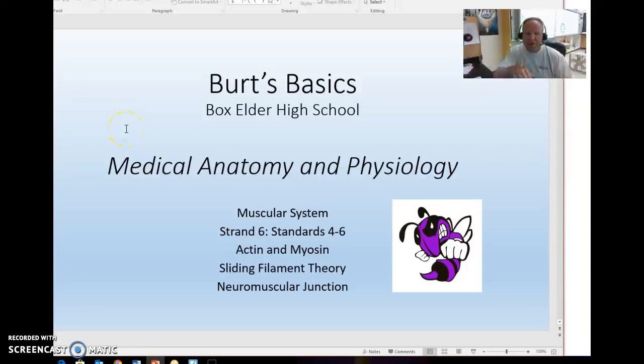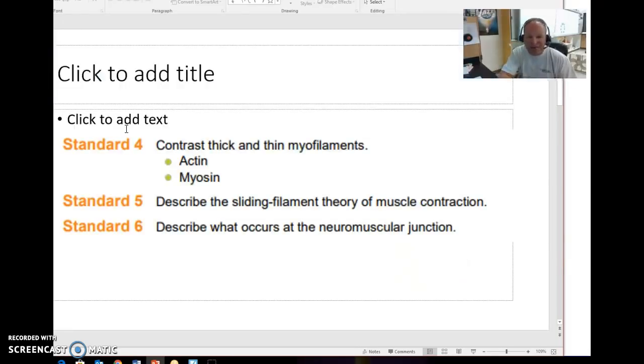Today's video is going to probably be the most difficult part of the muscle unit. Today we are going to learn actin and myosin, and just look at these objectives: sliding filament theory and neuromuscular junction. It sounds pretty bad, but it's not going to be too difficult. It's just some words you're going to have to memorize, and it looks a little scary.